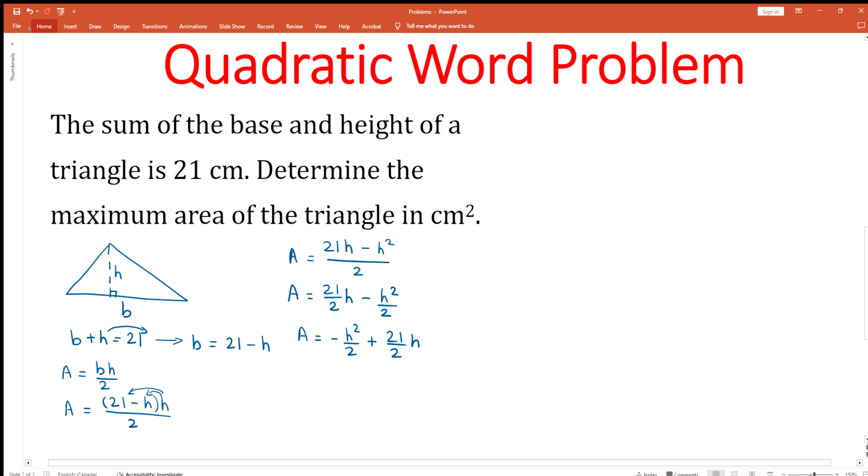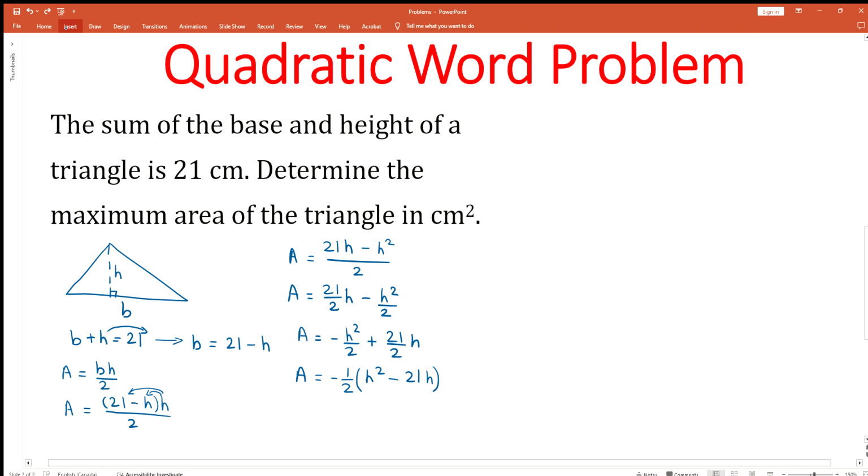In this equation, we have an h squared term, we have an h term, but there is no number term on the right side. The first step is to factor out the coefficient of the h squared term from both the h squared and the h terms. The coefficient of the h squared term is negative 1 over 2. So we should factor out negative 1 over 2 from both terms. We are left with h squared minus 21h.